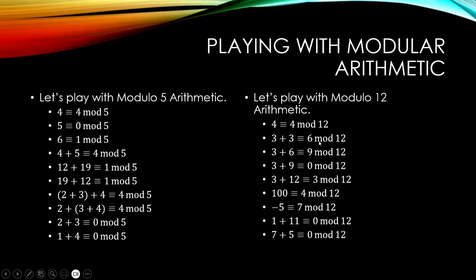Similar things happen when we're dealing with a modulo 12 system. 4 is congruent to 4 mod 12. 3 plus 3 is 6 mod 12. 3 plus 6 is 9 mod 12. 3 plus 9 is 0 mod 12. 3 plus 12 is 3 mod 12. 100 is congruent to 4 mod 12. -5 would be congruent to 7 modulo 12. And 1 plus 11 or 7 plus 5 are both going to give us 0 mod 12.